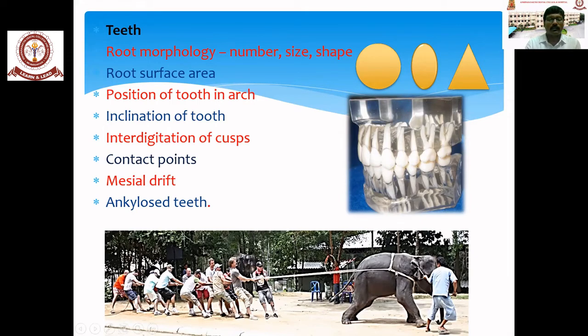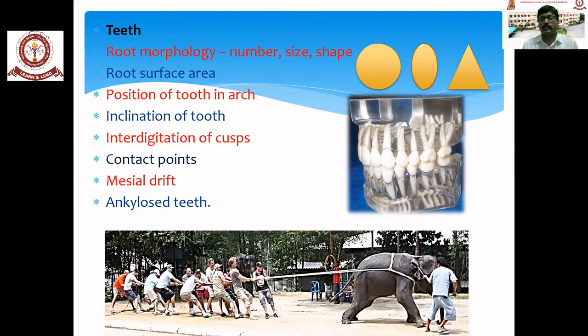Look at this image. When you want to pull a heavier thing, you have to incline towards the distal aspect. That is, the crown should be inclined distally and the root mesially. The crown should be tipped distally to reinforce the anchorage. Then interdigitation of the cusps. Proper interdigitation of the cusps is necessary for better anchorage. And then contact points. Broader contact points provide better anchorage. Mesial drift should be avoided as much as possible to provide better anchorage.